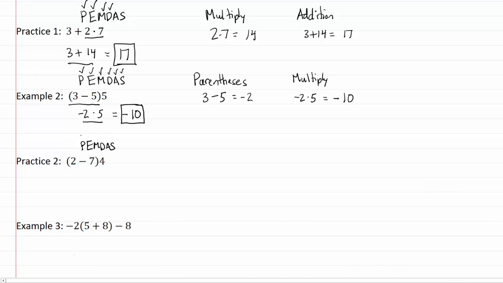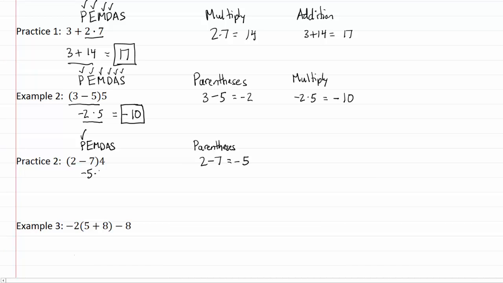So again, I got to look for parentheses. Right away I have 2 minus 7 in parentheses. So I'm going to simplify inside the parentheses. You don't necessarily have to write this out, but you probably should show some work somewhere. 2 minus 7, I'm going to be negative again. Since 7 is larger than 2, I'm taking 7 away from 2. And I have a negative 5. So inside the parentheses, that simplifies to negative 5.